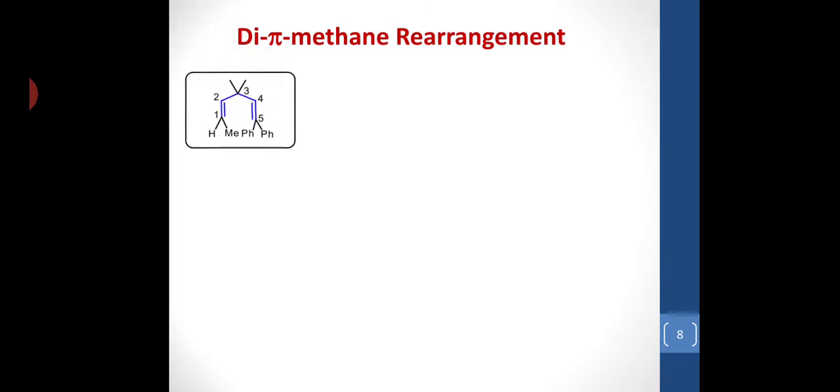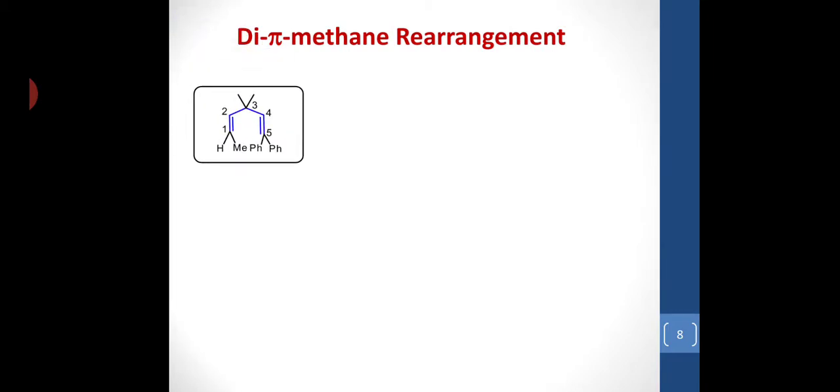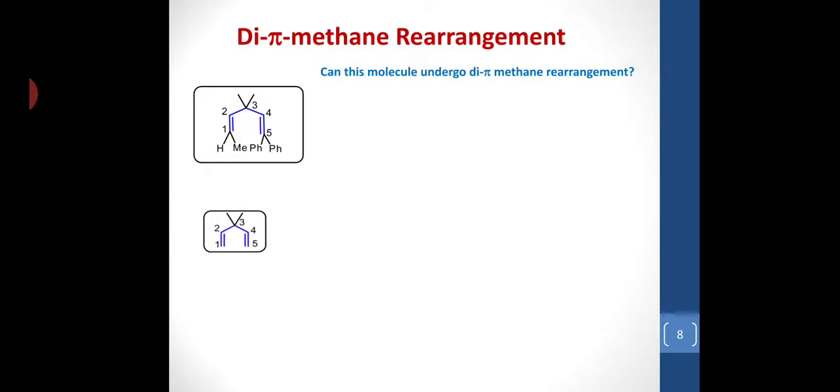Look at this molecule. Can it undergo di-pi-methane rearrangement? Yes, why not? If the earlier molecule which we have discussed undergoes di-pi-methane rearrangement, then why not this? Is there any difference between the two molecules? Yes. The present molecule is an unsymmetrical 1,4-diene and the earlier molecule is a symmetrical 1,4-diene.